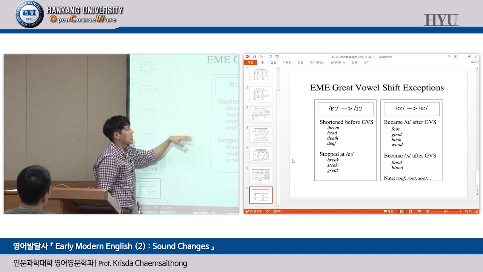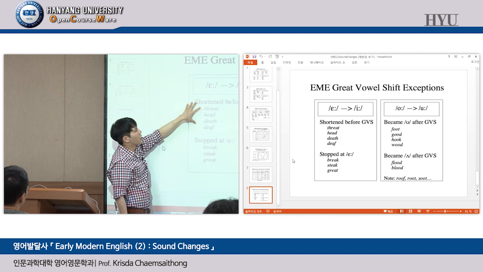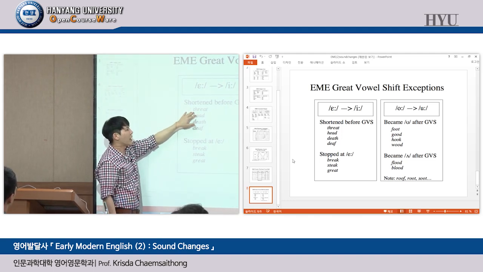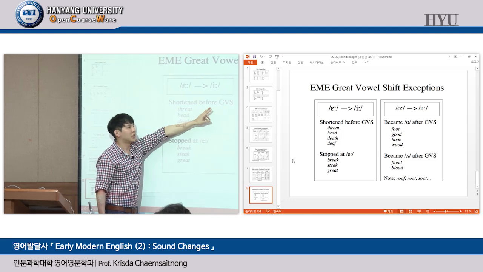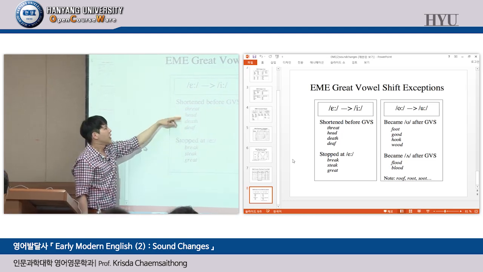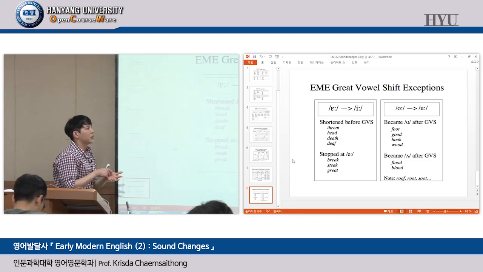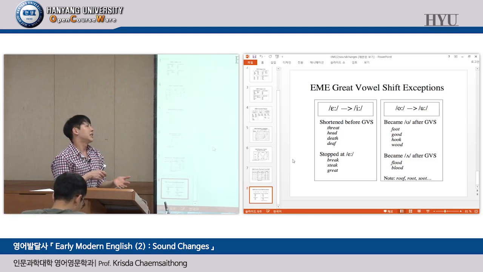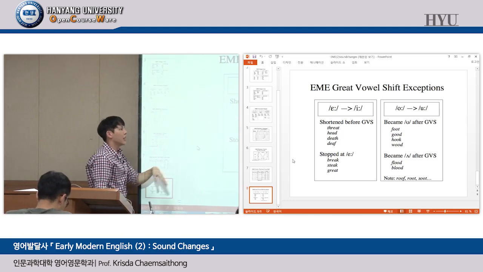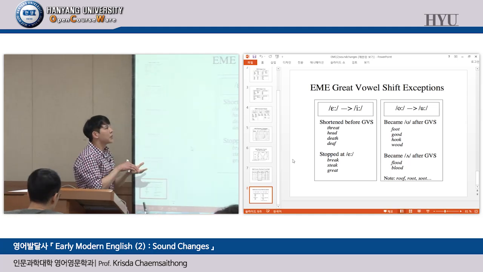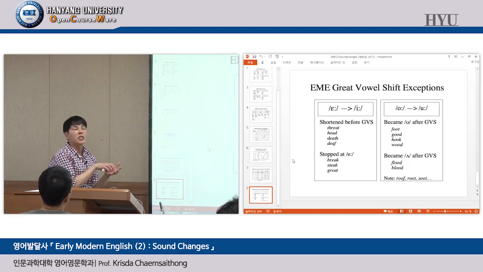There are two exceptions. One is for those words where the vowel got shortened before the GVS, the Great Vowel Shift. So thread, head, death, and deaf are not pronounced threed, heed, deed, and deef, but deaf, death, head, and thread. Which means that something must have stopped the change.